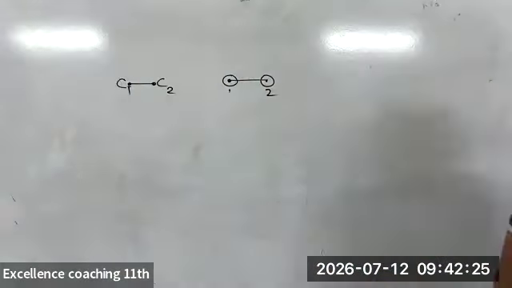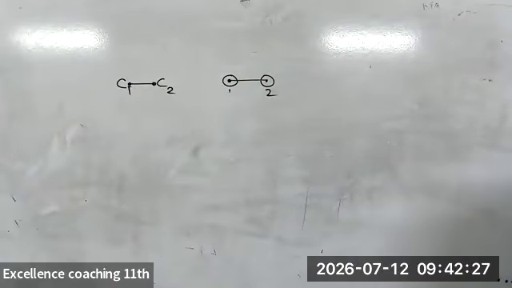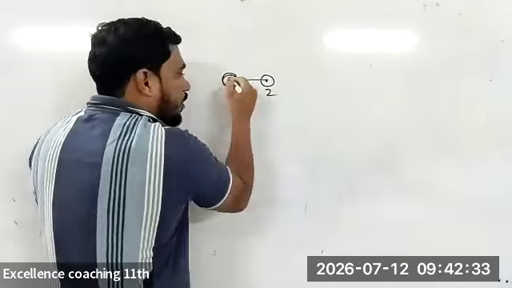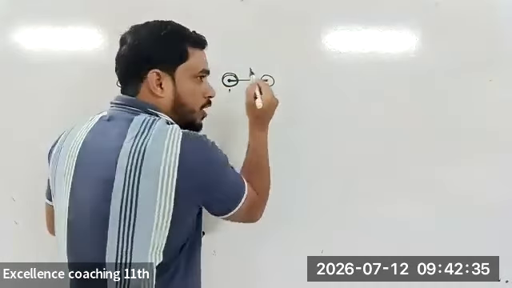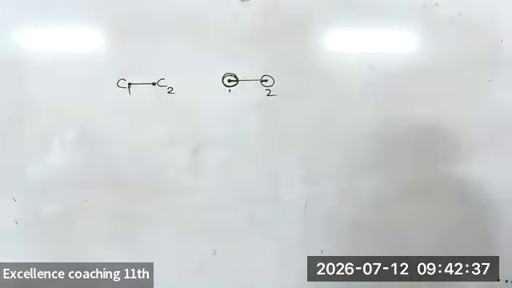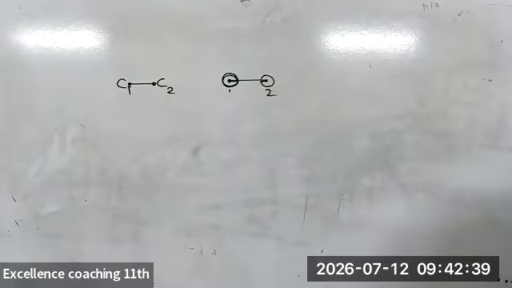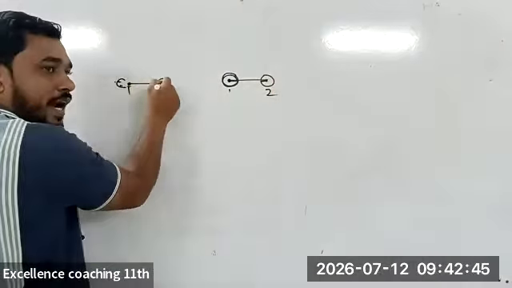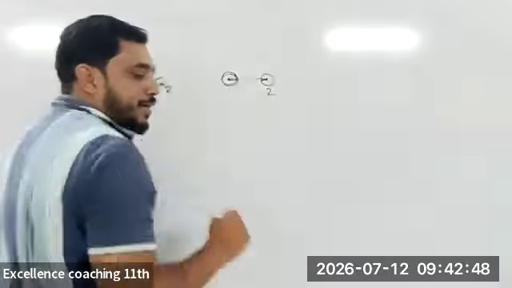Now read it again. It is defined as 1/2 of the distance between the nuclei of two covalently bonded atoms.